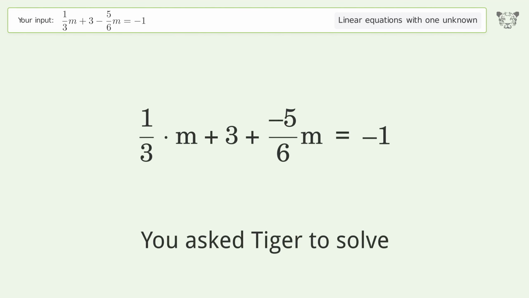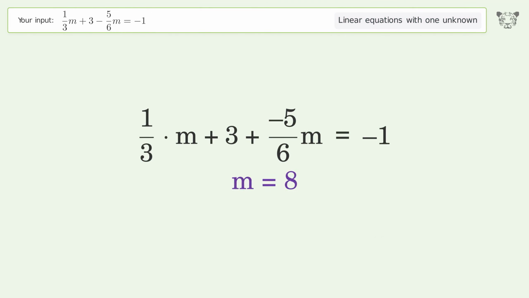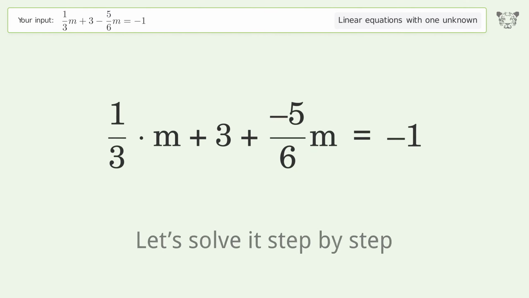You ask Tiger to solve. This deals with linear equations with one unknown. The final result is m equals 8. Let's solve it step by step.